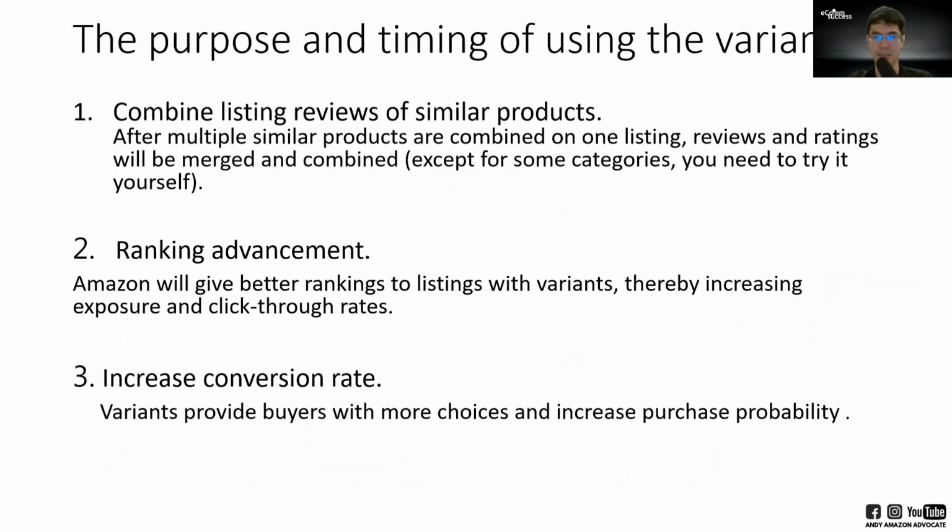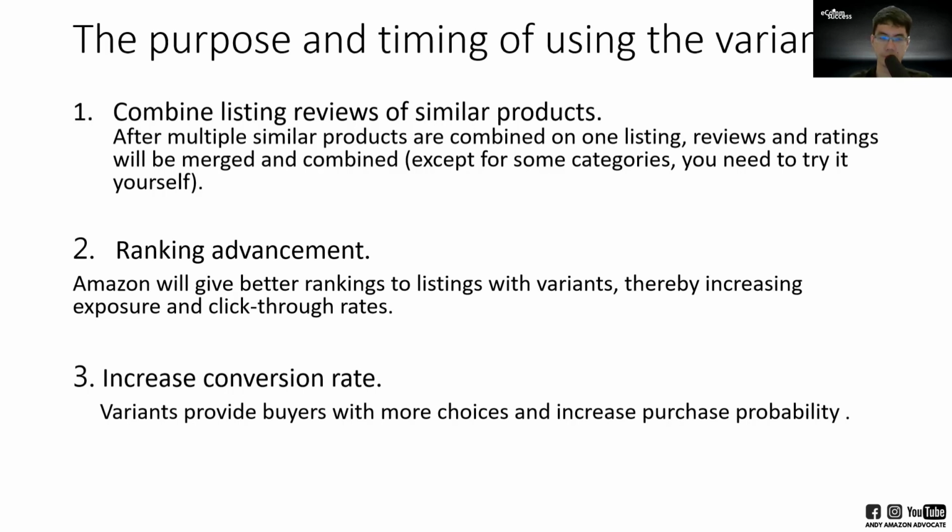Now, why exactly do you want to use variance? The first one is to combine the listing reviews of similar products. Let's say you have 2 variants: a red color and also a green color. Red color has 10 reviews and green color has 5 reviews. When you combine them as a variance, the reviews of both listings will be combined, so the whole listing will become 15 reviews. That means 10 reviews from the red color and 5 reviews from the green color. But you need to try it out, because some categories may not be combined.